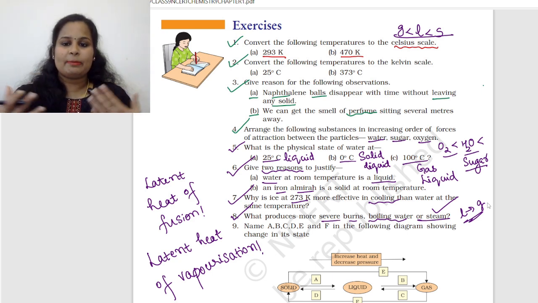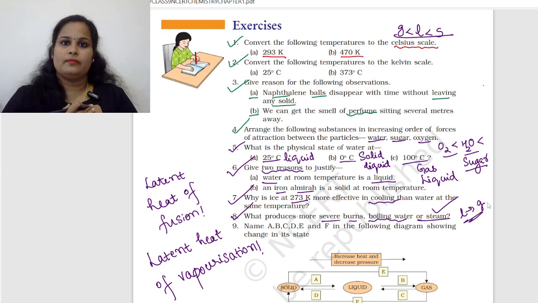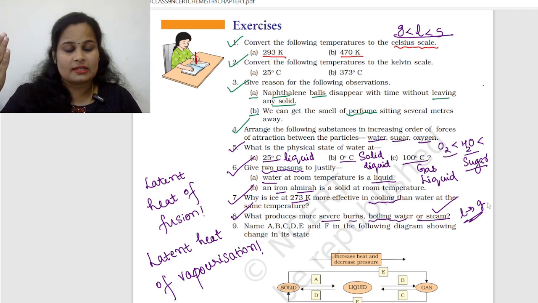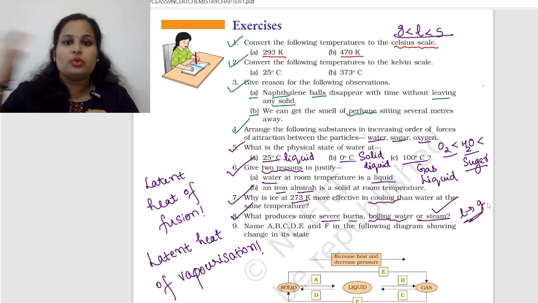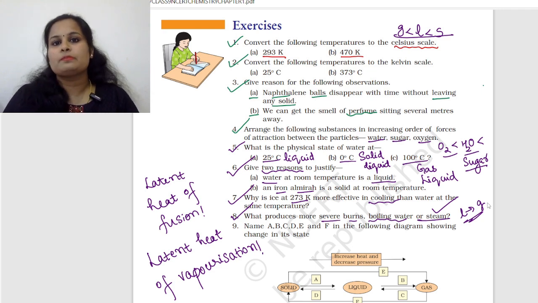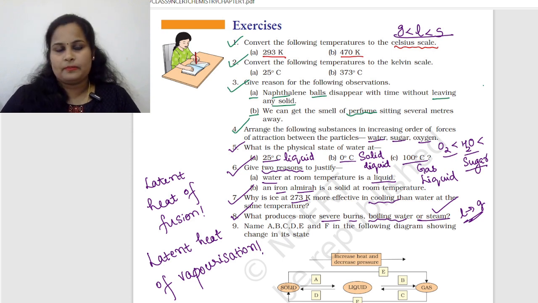right? So what happens is that when steam falls on one person's skin or body, this extra energy is given out to that person's body and condensation occurs, where the gas converts back into the liquid, and during that condensation, when the steam is getting converted back to the liquid state, this extra energy is given out to the person's body. That is why that person feels severe burn with steam. Okay, so we can expect this question for 2 or 3 marks.